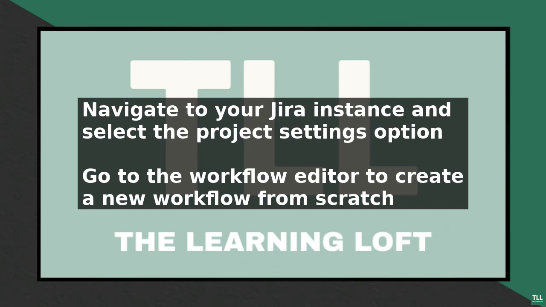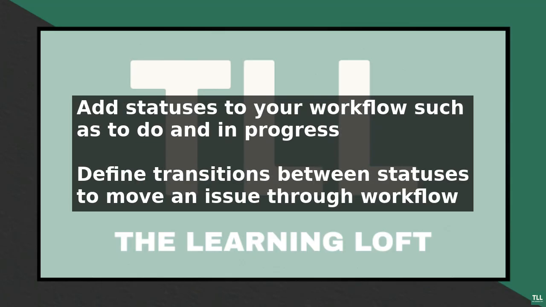After adding the statuses, you need to define the transitions between them. Transitions are the steps that an issue goes through as it moves from one status to another. To add a transition, click on the Add Transition button and select the status that you want the issue to transition from and to. You can also add conditions, validators, and post functions to your transitions.